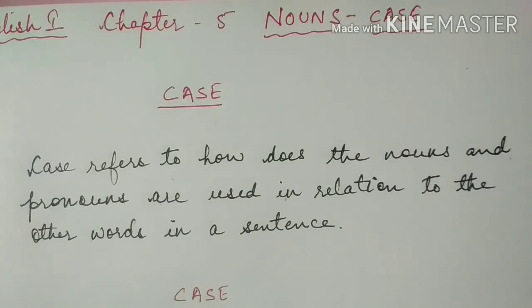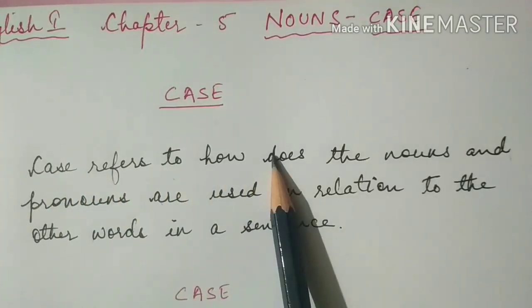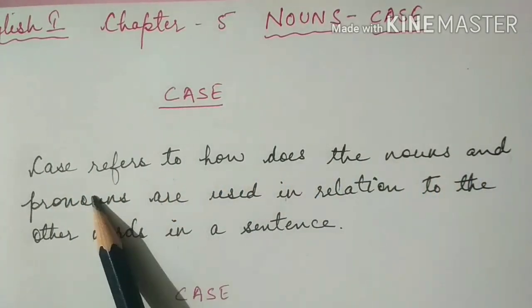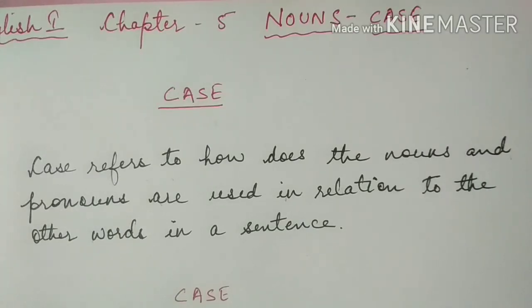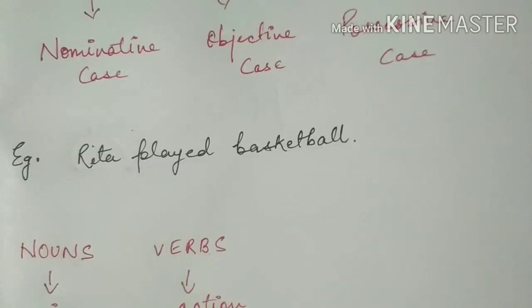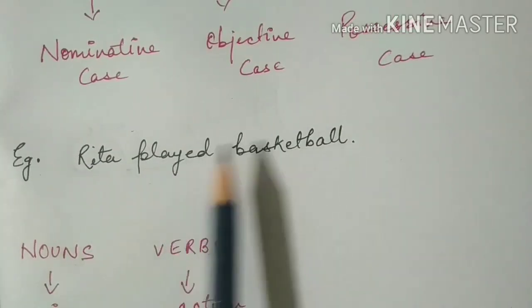Now case refers to how the nouns and pronouns are used in relation to the other words in a sentence. Meaning to say that in a sentence there's always a use of a noun and a pronoun. So what does the case say about it? That we have to find out what relation the noun or the pronoun has with the remaining part of the sentence. For example, see, Rita played basketball.